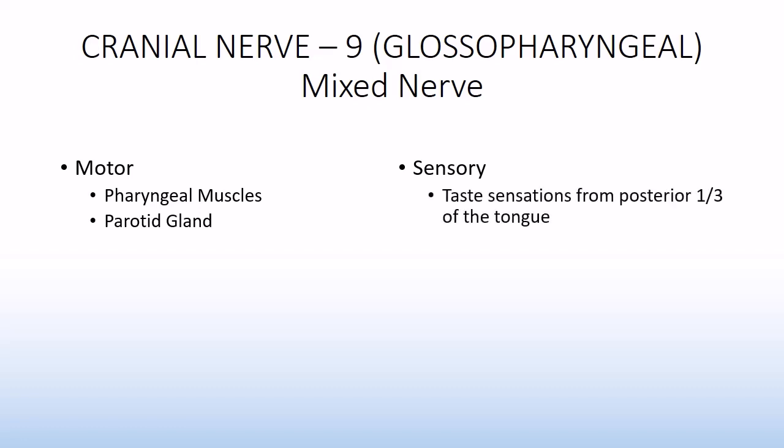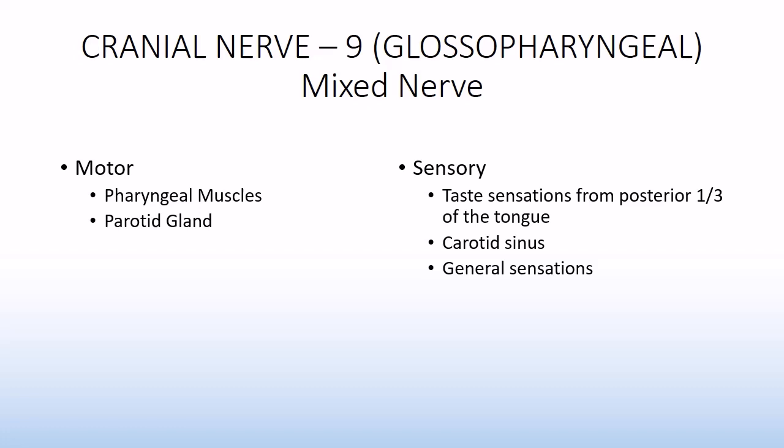Now sensory fibers carry taste sensations from the posterior one-third of the tongue. As I have told you previously, the taste sensations from the anterior two-thirds of the tongue will be carried by the seventh cranial nerve, and the posterior one-third will be carried by the ninth cranial nerve. Okay, apart from that, it also carries signals from the carotid sinus and also carries the signals of the general sensations from the nasopharynx and posterior aspect of the soft palate.